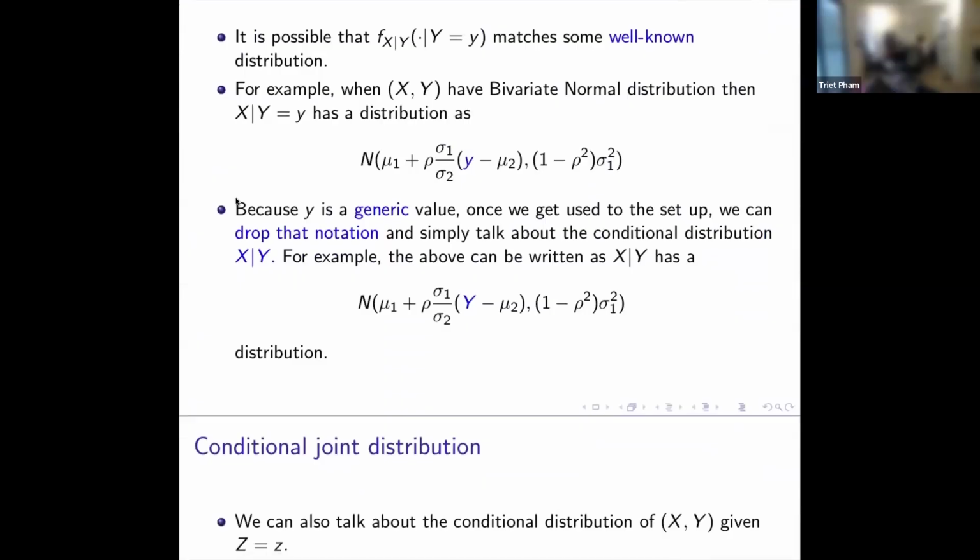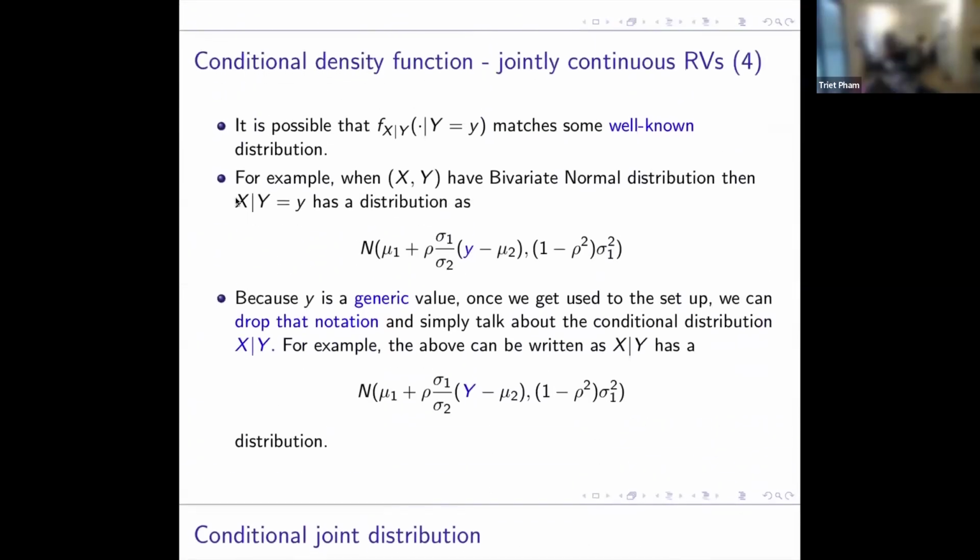All right. So here's an example for you. For the discrete case, we'll see the problem set. But for the continuous case, probably the most well-known conditional density formula is the conditional density of the bivariate normal.